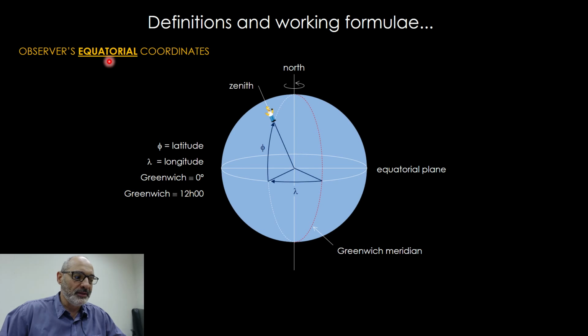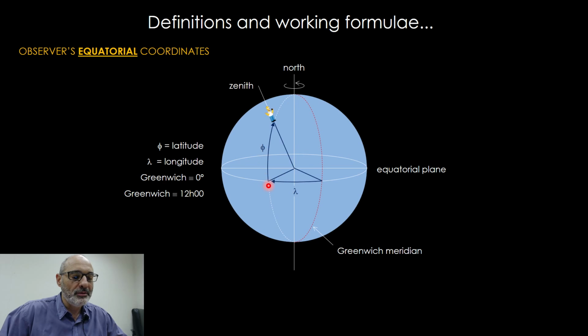So let's see some definitions. Equatorial coordinates. Equatorial means based on the equator. So this I think everybody knows. Our observer is in a given position on the globe, so its longitude is lambda. Its or his latitude is phi. Lambda is measured.